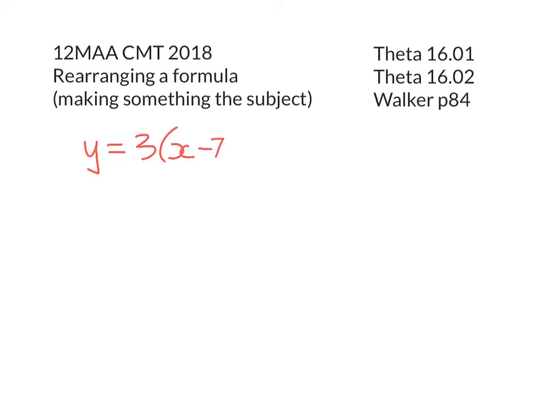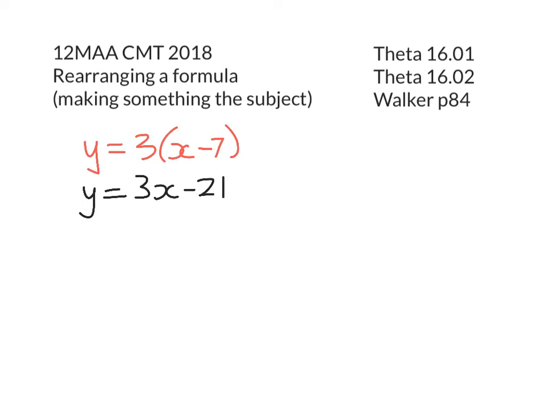minus 7. And I'm not going to write this down every time because it would take too long, but I want you to make x the subject of the formula. So our goal here is somehow to isolate x. There are a few different ways we can go in some cases, but here it's pretty obvious what to do first, which is to expand out the brackets. That gives us 3x minus 21 on the right hand side.